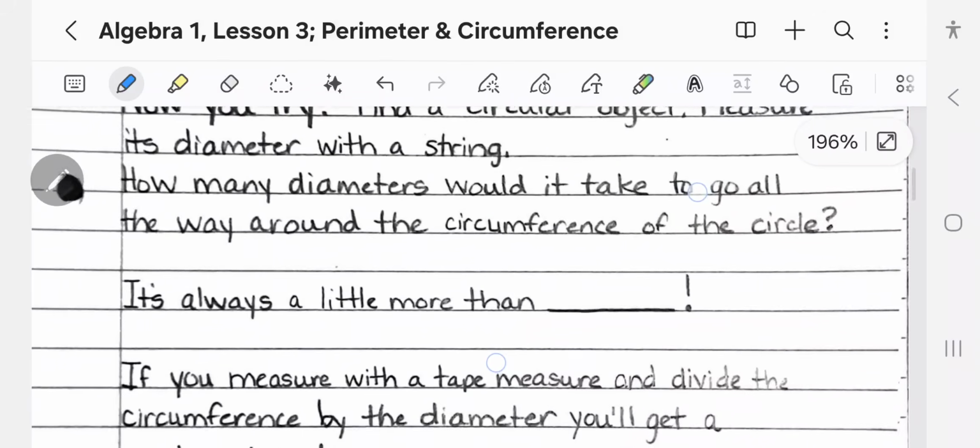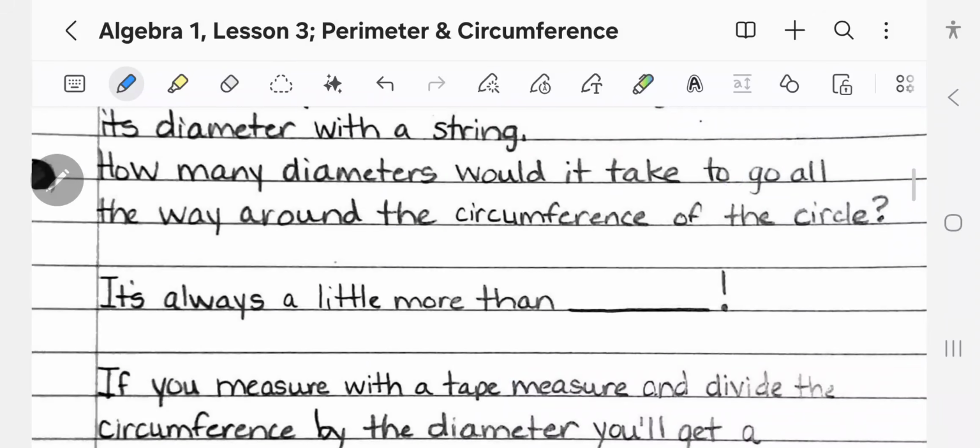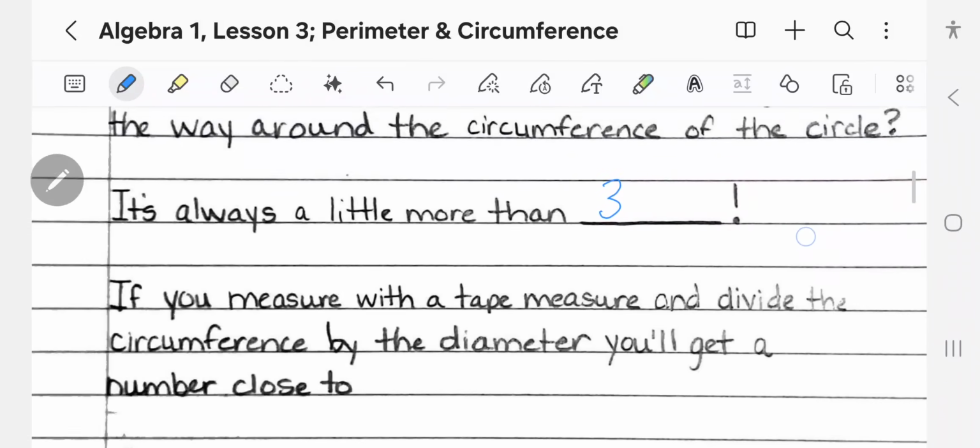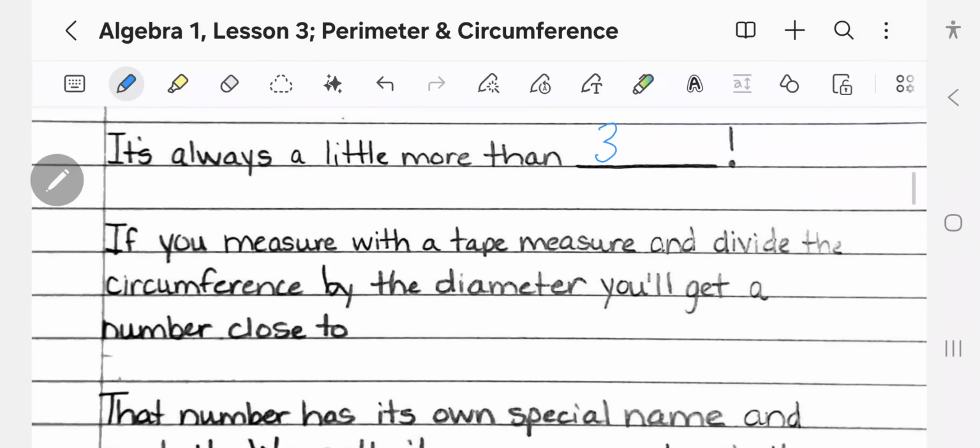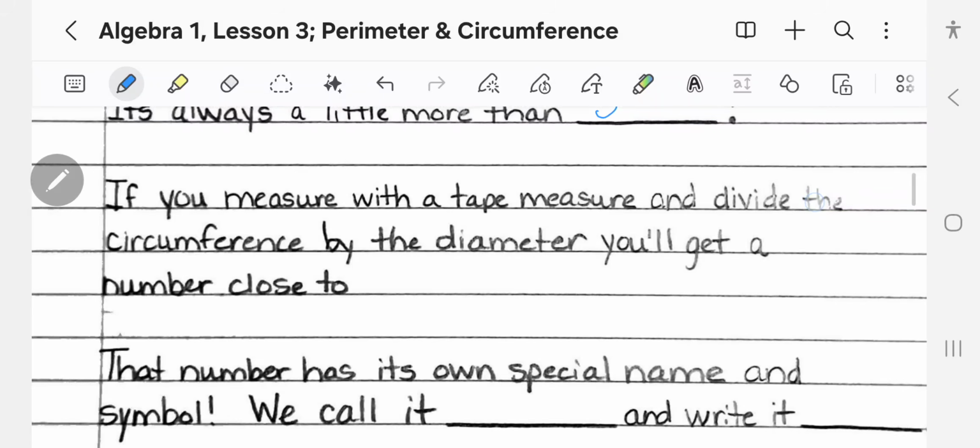So looking on here in my notes, it's always, what are you going to be multiplying by? You're always going to be multiplying by a little more than 3. And if you measure with the tape measure, like I said, and divide the circumference by the diameter, you're going to always get that number next to 3. And I tell you what, it'll actually be this number, and you may have heard of this number before. It keeps going, it keeps repeating. You're going to get closer and closer to that number. And we find that number so often. Anytime we are dividing a circumference by the diameter, we're going to get closer and closer to this number.